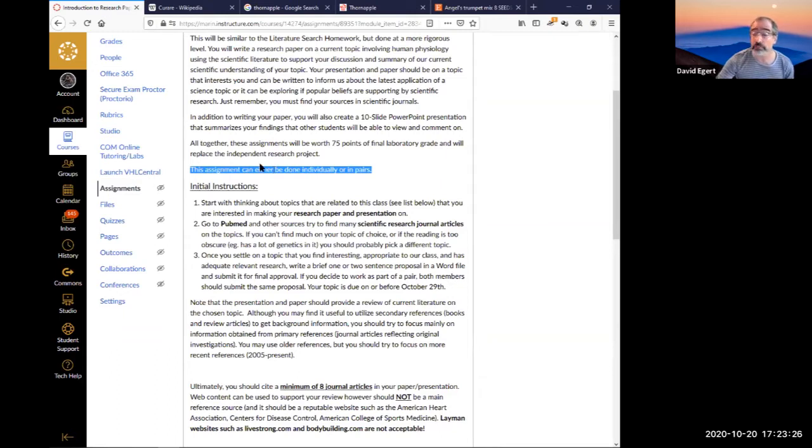If you do it in pairs, you are going to have to do an accounting of who found what resources and who was responsible for what parts of the write-up in general. I want to have some sense that you both contributed, that it wasn't just one person writing on someone else's coattails. If you do it in a pair, pick somebody you work well with.